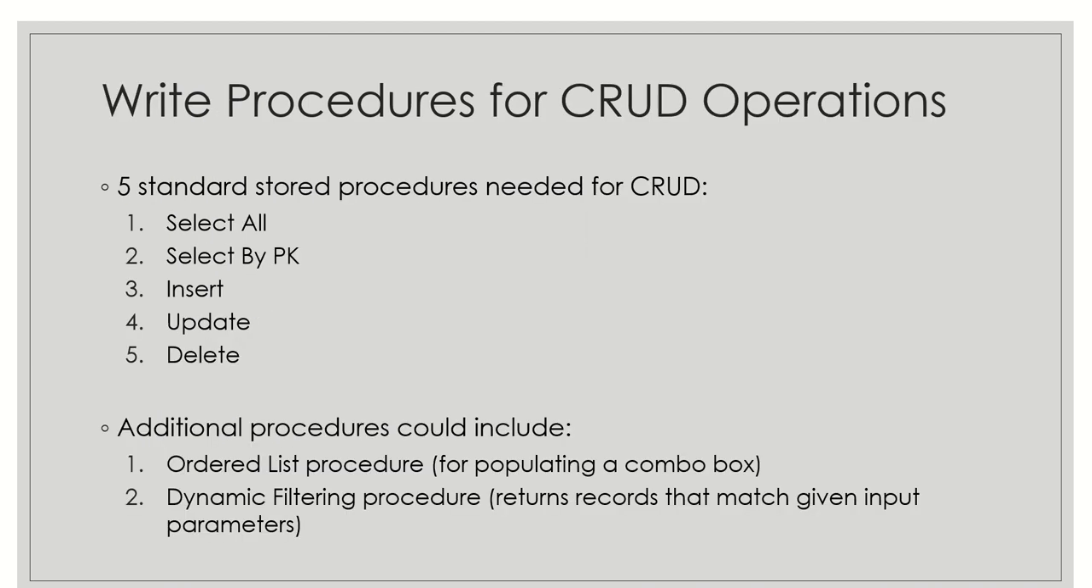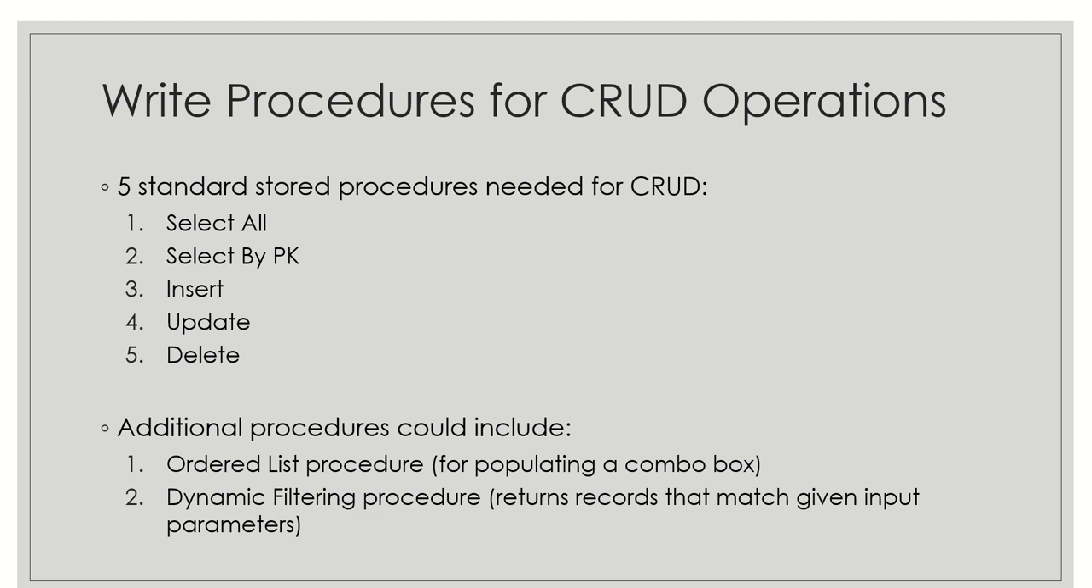So of course, if we're going to call stored procedures, we have to make sure that those procedures exist in our database. So the first step of this would be to write those 5 standard stored procedures for every table that we need for our CRUD operations. So that would be select all, select by primary key, insert, update, and delete. Our application has been working with departments, so I'm going to write these 5 standard stored procedures based around the department table so that we can have a way to retrieve all departments, retrieve one department given a department code, and then insert new department, update, and delete.